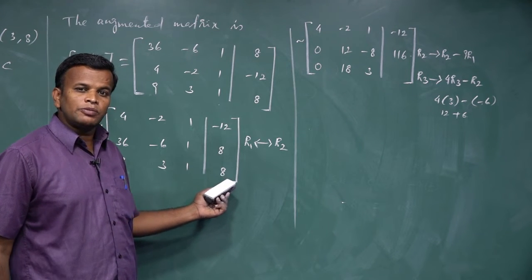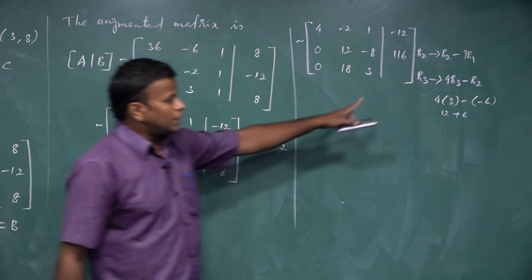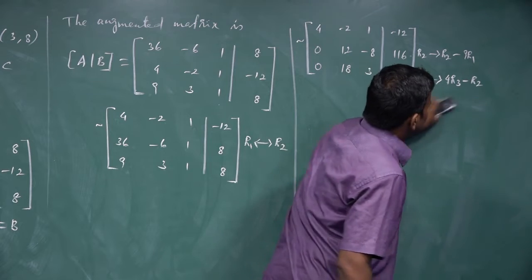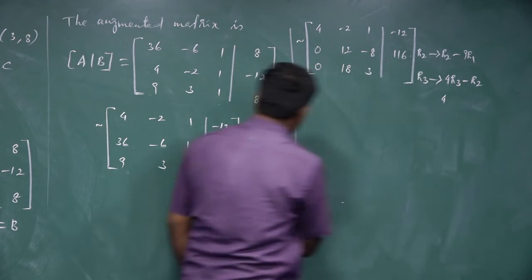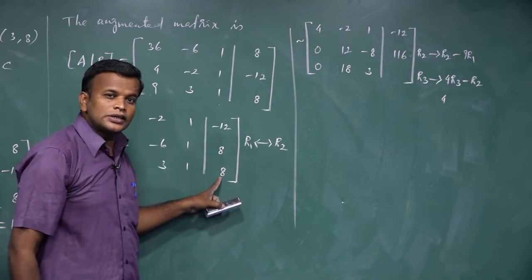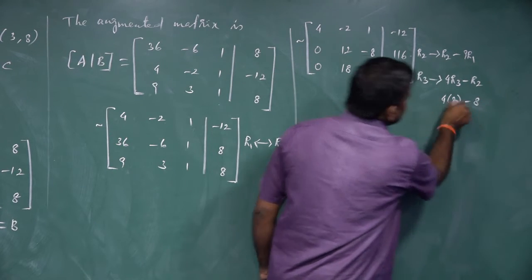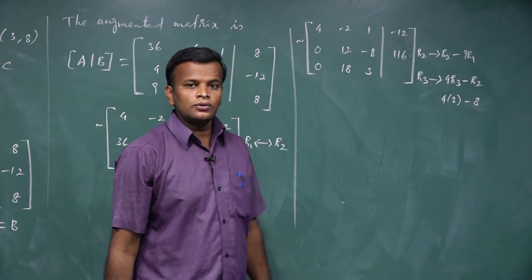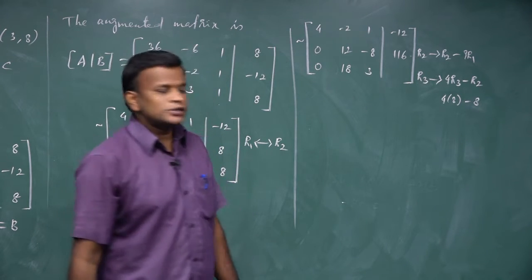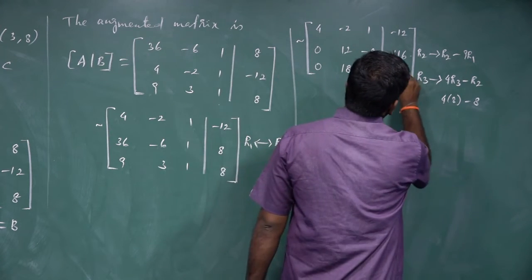Now both are 8. But R3 is multiplied by the number 4. We write R3 as 4 R3. So 4 times R3 is 8. So 4 into 8 minus 8. 4 8s are 32 minus 8. 32 minus 8 is 24.